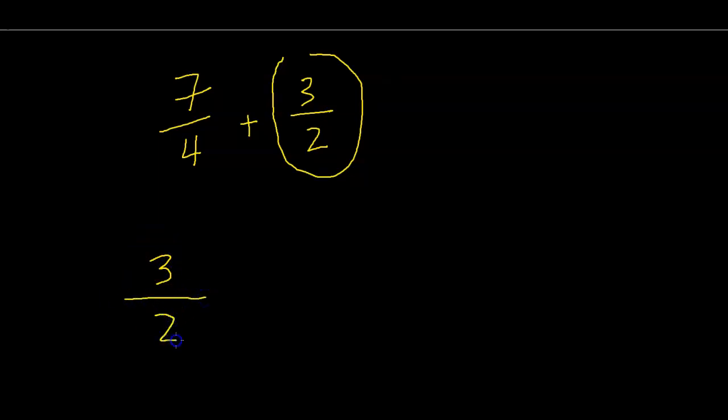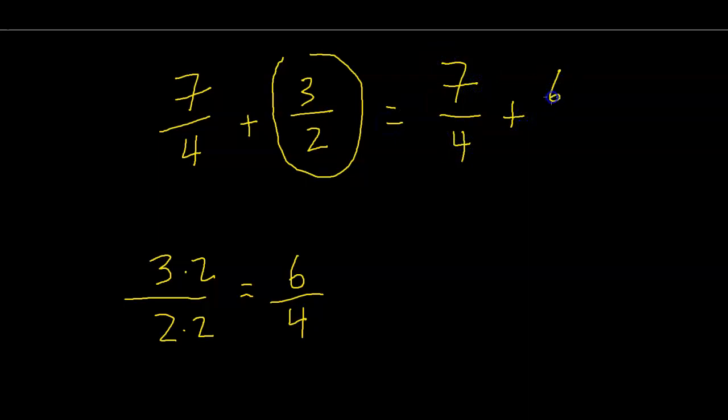Because we can take 3 over 2, and if we multiply this denominator by 2, it'll equal 4, and then if we do the same thing to the numerator, we'll have 6 over 4. Remember we can do this because if you multiply the numerator and the denominator by any number, you get an equivalent fraction. So 3 over 2 is the exact same thing now as 6 over 4. So this problem is the same as 7 over 4 plus 6 over 4.